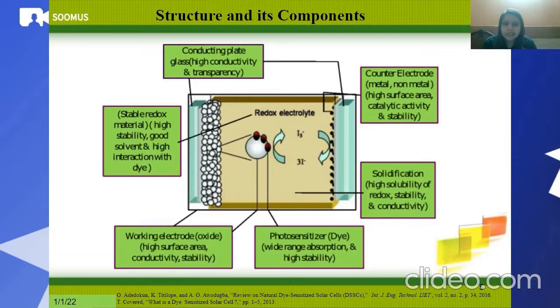And next is the electrolyte, which could be a stable redox material with good stability, a good solvent, and high interaction quality with the dye material. And next is the counter electrode, which may be a metal or non-metal. It should have high surface area, catalytic activity and stability. The solidification properties should be high solubility, redox stability and conductivity.